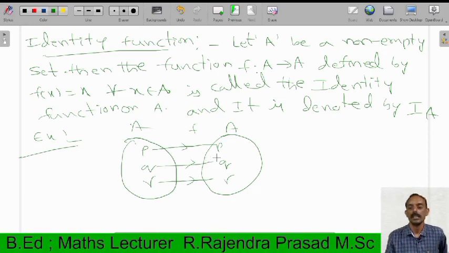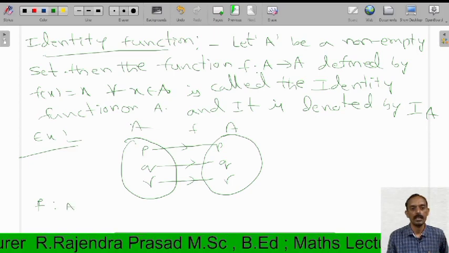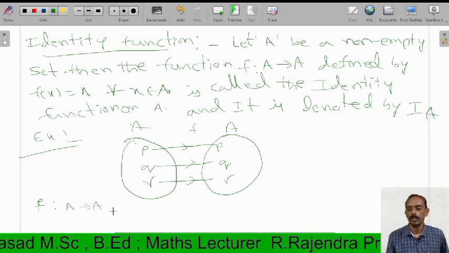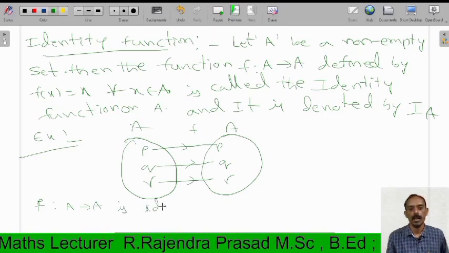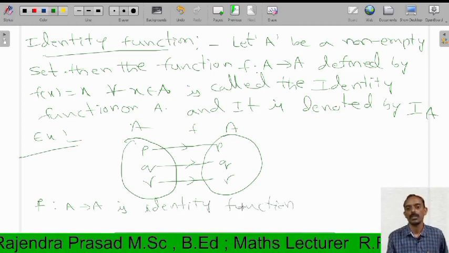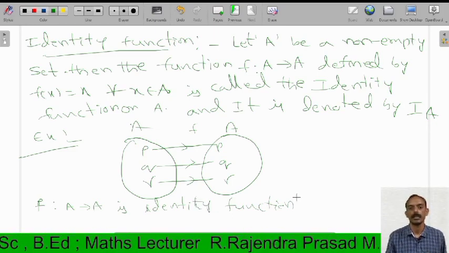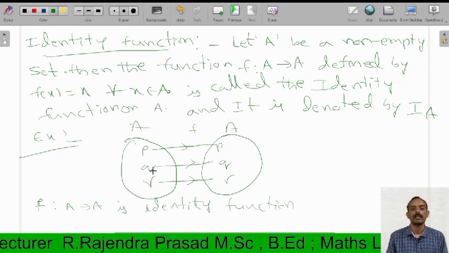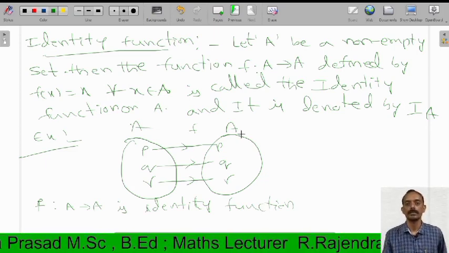f from A to A is an identity function. Therefore, f from A to A is an identity function. Okay, did you understand? Right.